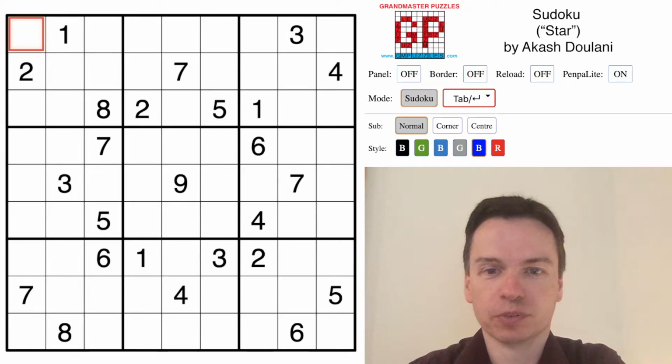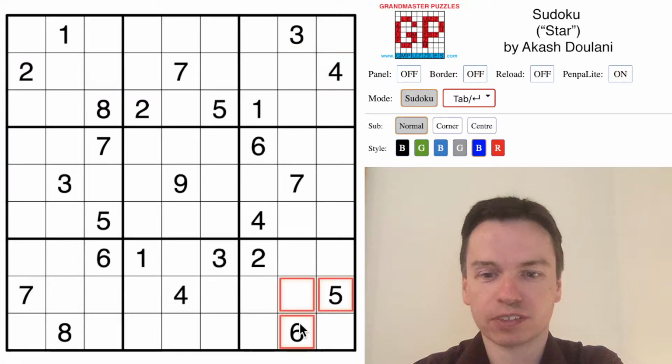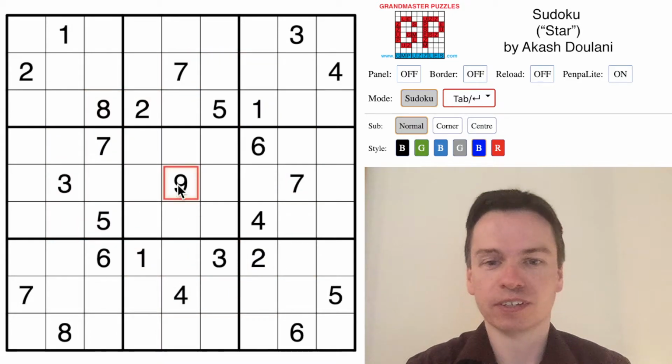So here to solve a Sudoku by Akash Doulani called Star. It has the digits 1 through 8 on the outside of the grid in these nice symmetric spots, as well as around the star. The only place the star has a 9 is right in the center.